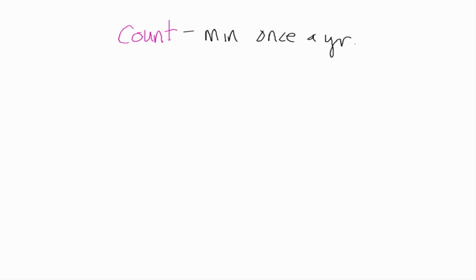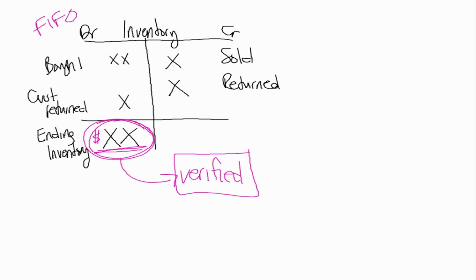So let's assume we counted and the number was the same. Can we publish the number now? What are your thoughts? Yes or no? Let's have a vote. We've counted it and it verifies. Yes. And the answer is no. The answer is no. Because this is inventory on hand.